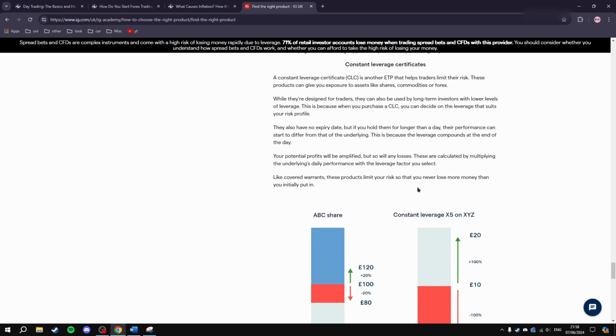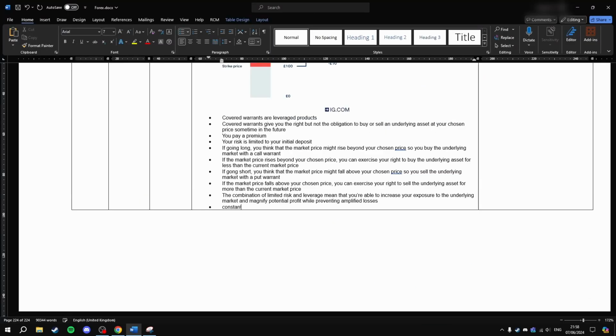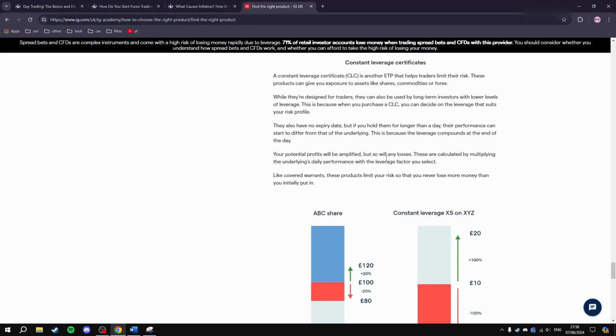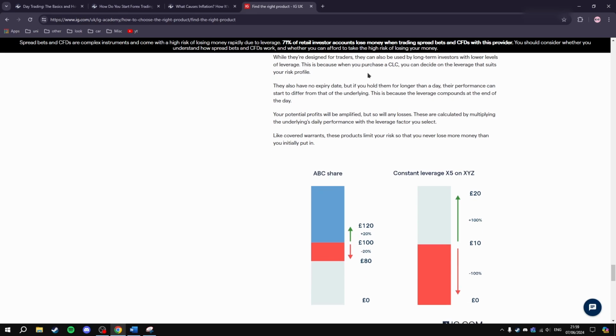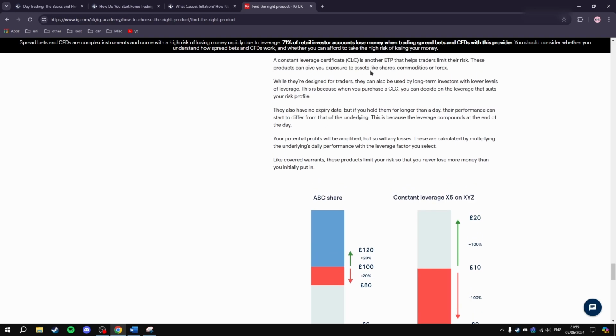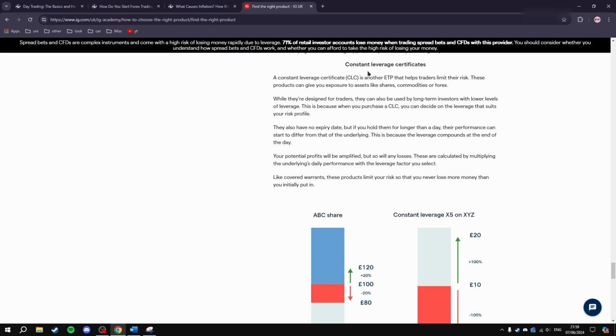Constant leverage certificates. A constant leverage certificate, CLC, is another ETP, exchange traded product, that helps traders limit their risk. These products can give you exposure to assets like shares, commodities, or Forex. While they're designed for traders, they can also be used by long-term investors with low levels of leverage. This is because when you purchase a constant leverage certificate, you can decide on the leverage that suits your risk profile.